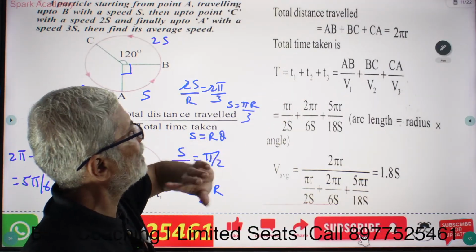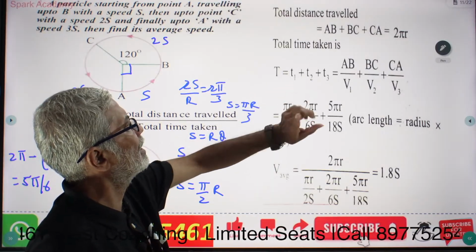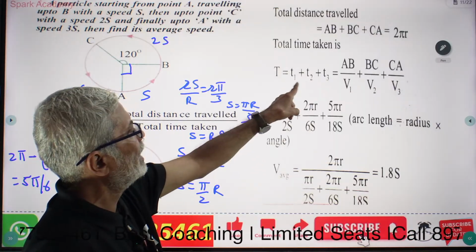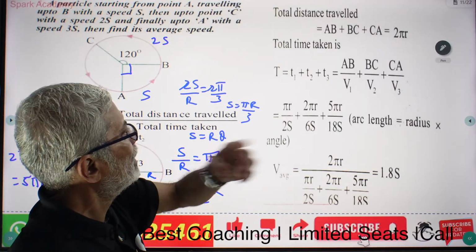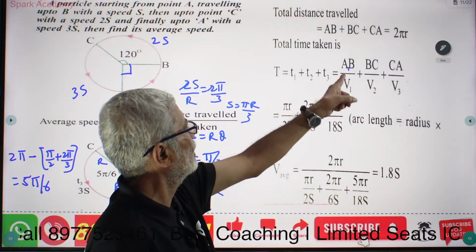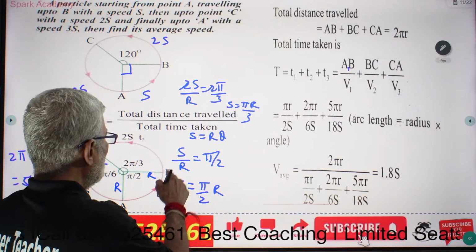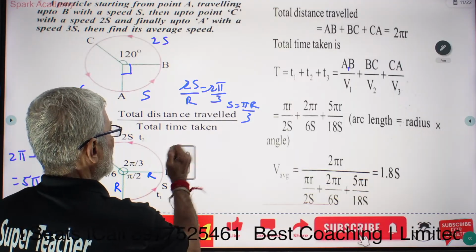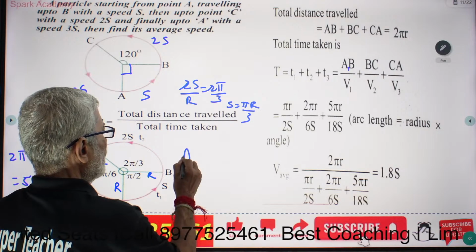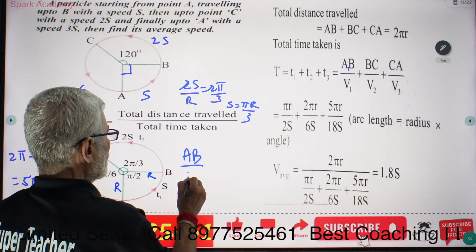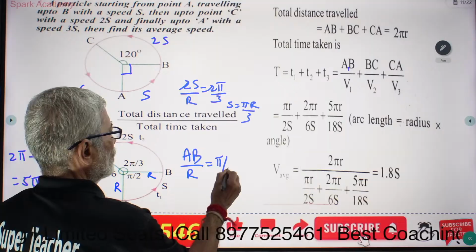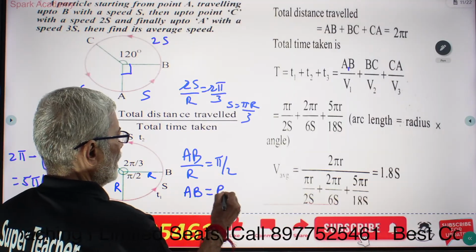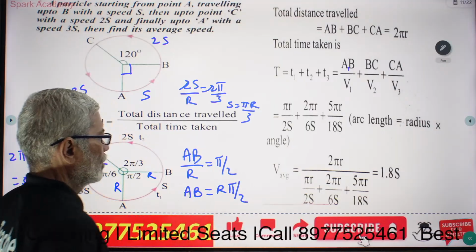But you have to find out times T1, T2, T3. T1, T2, T3 is nothing but distance traveled divided by speed, AB by V1. I told you, AB by R will be equal to pi by 2. So what is AB? R pi by 2. Okay.